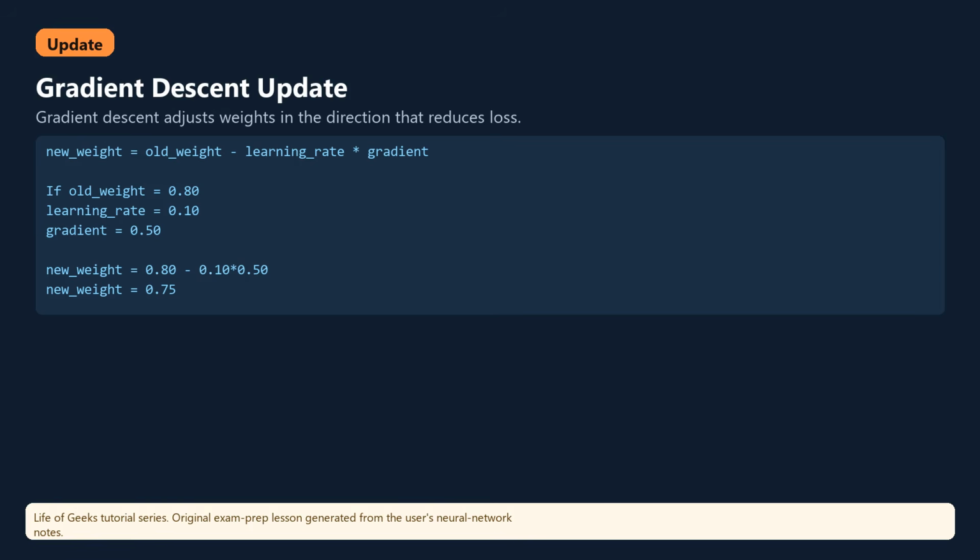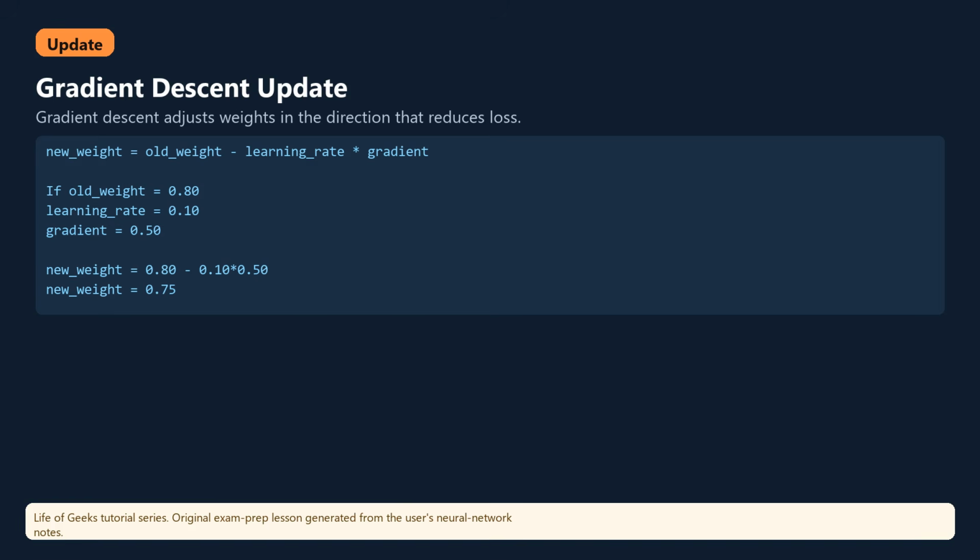Gradient descent has one very important update rule. New weight equals old weight minus learning rate times gradient. The learning rate controls the size of the step. If it is too large, training may jump around and fail to settle. If it is too small, training may be painfully slow.